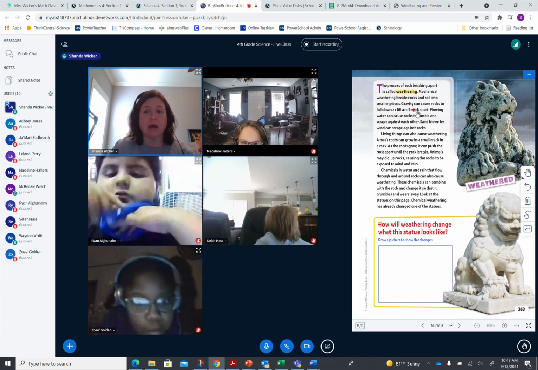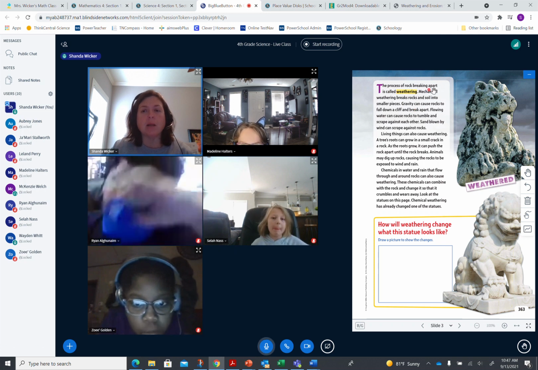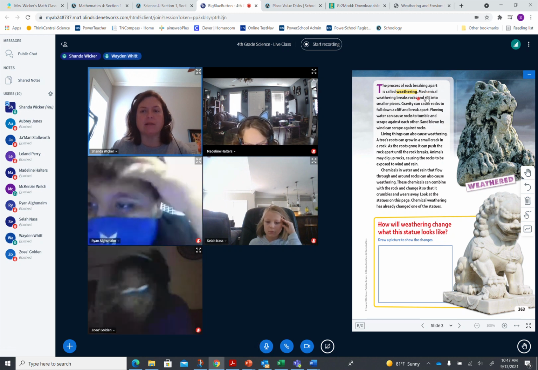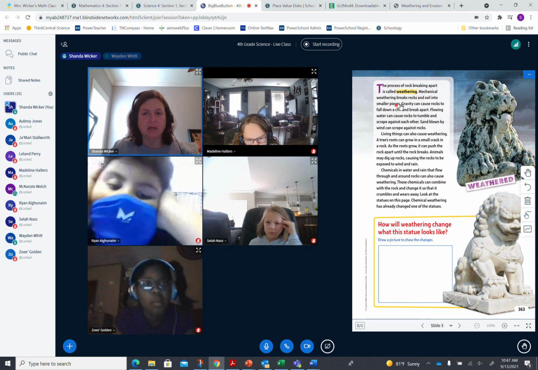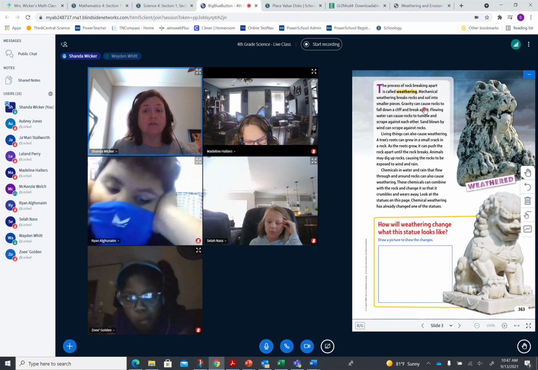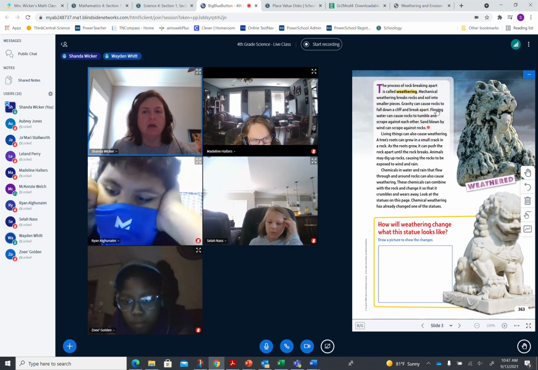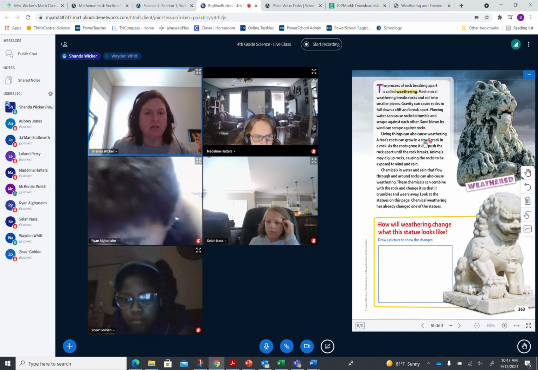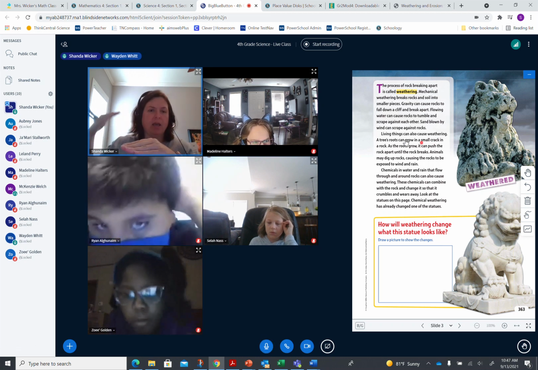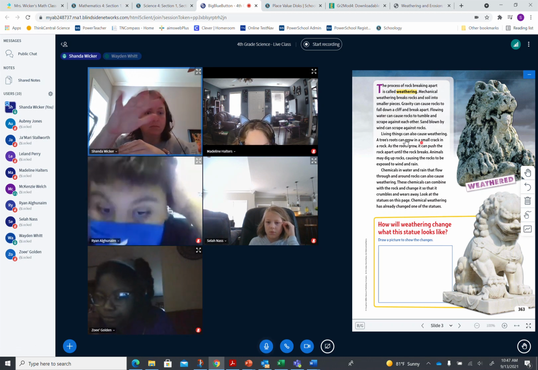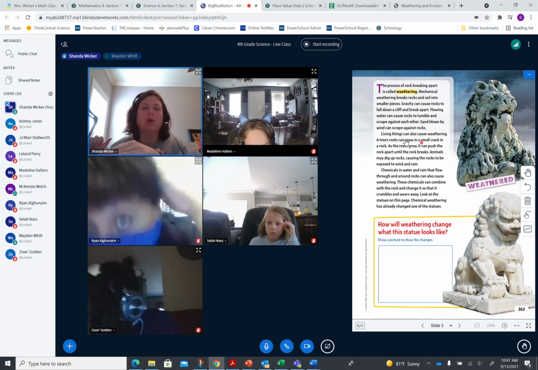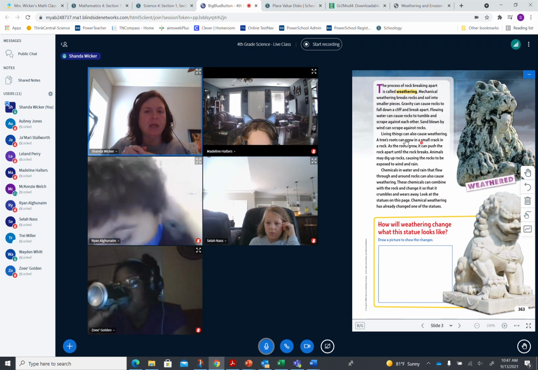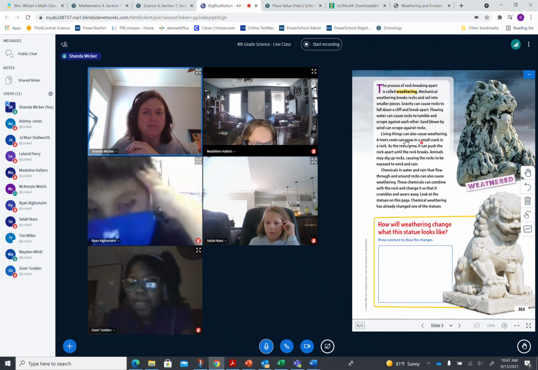Weathering was one they talked about, right? That's the process of rock breaking apart. Mechanical weathering breaks rocks and soil into smaller pieces. Gravity causes rocks to fall down cliffs and break apart. Flowing water can cause rocks to tumble and scrape against each other, right? Like when you're at the beach and it comes up and gets your sandcastle. Or at the river, depending on how fast the current is flowing, it could cause those rocks to change.